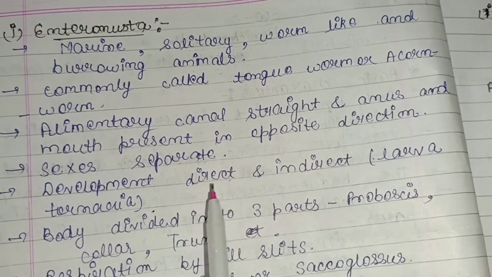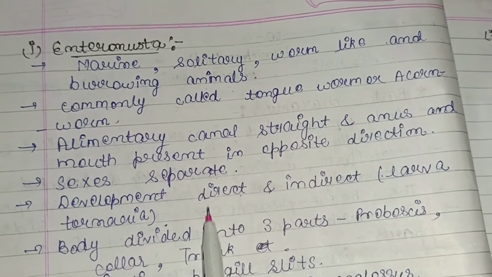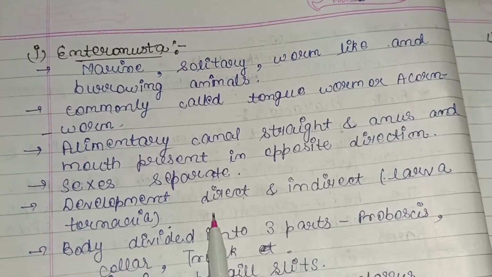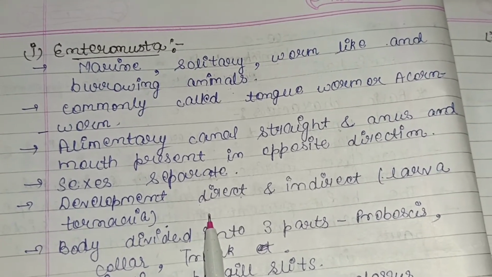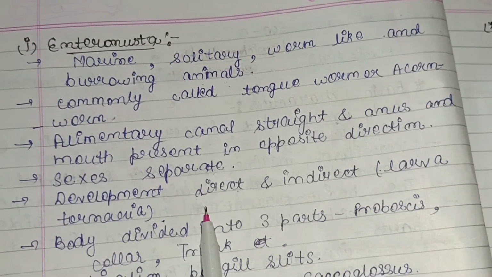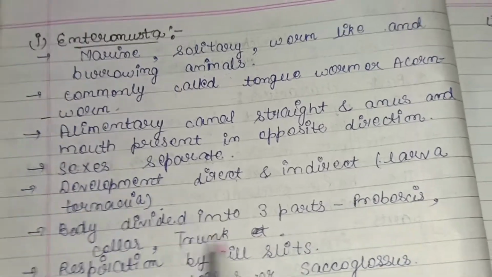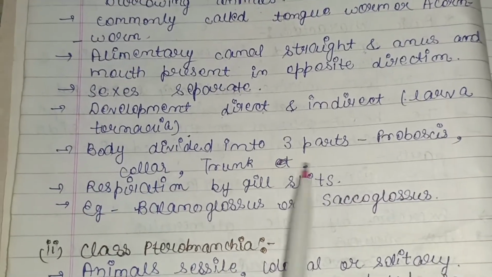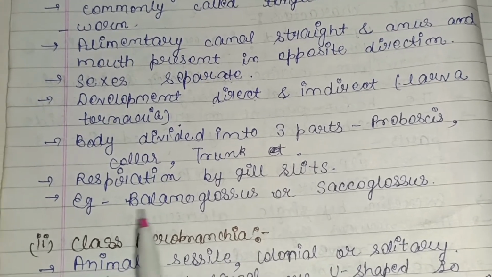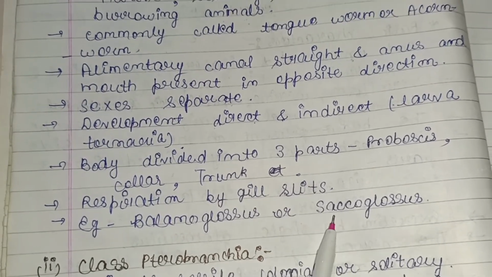So what does direct development mean? Direct development is one in which the young is directly born as a small version of an adult and develops into a mature individual without undergoing metamorphosis. The body is divided into proboscis, collar and trunk. Again, respiration is by gill slits. Examples are Balanoglossus or Saccoglossus.